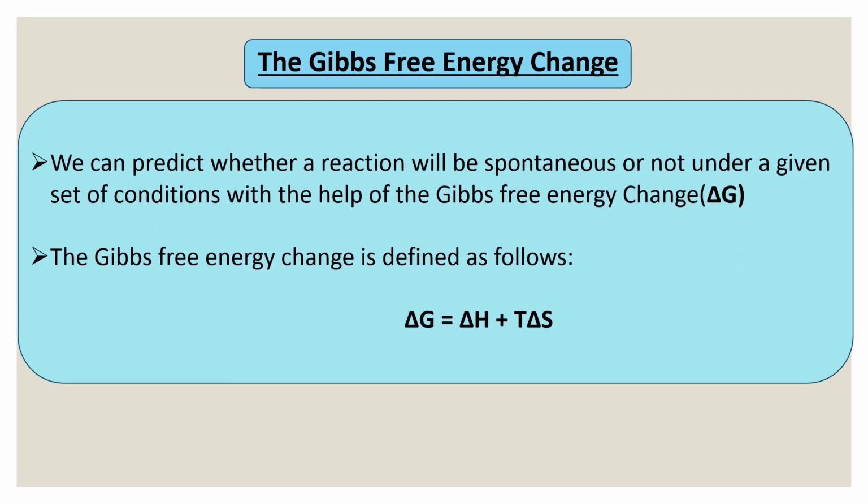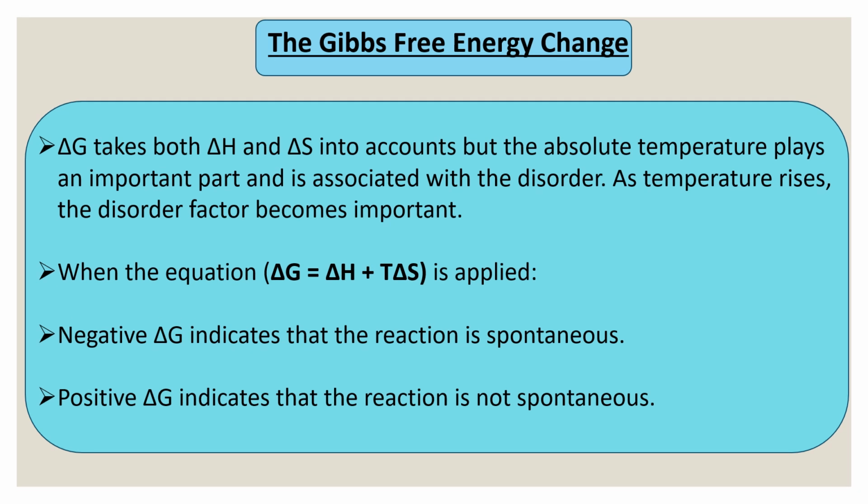We can predict whether a reaction will be spontaneous or not under a given set of conditions with the help of the Gibbs free energy change. The Gibbs free energy change is defined as follows: del G equal to del H plus T del S. Del G takes both del H and del S into account, but the absolute temperature plays an important part and is associated with the disorder. As temperature rises, the disorder factor becomes important. When the equation del G equal to del H plus T del S is applied, a negative del G value indicates that the reaction is spontaneous and a positive del G indicates that the reaction is not spontaneous.